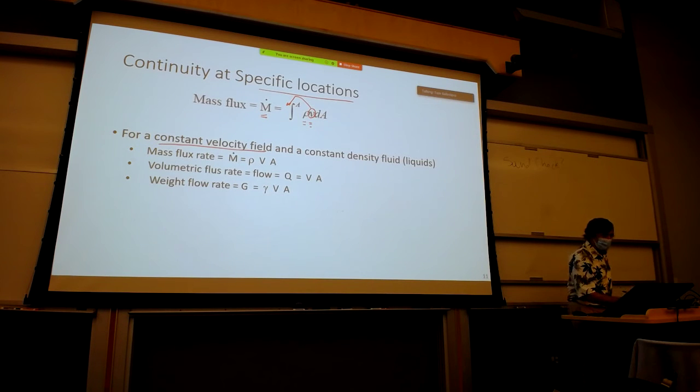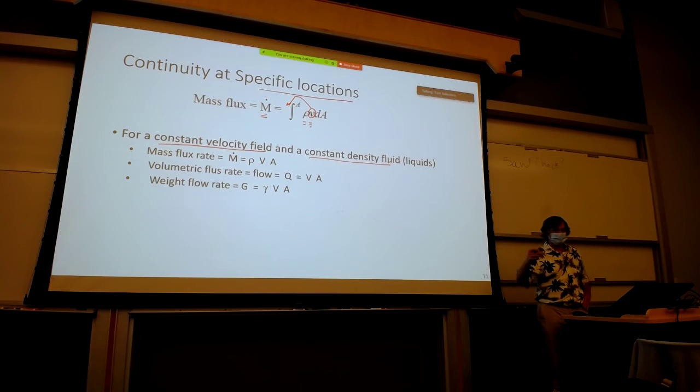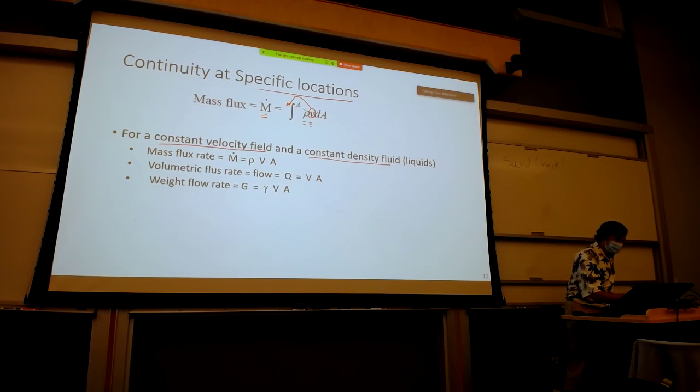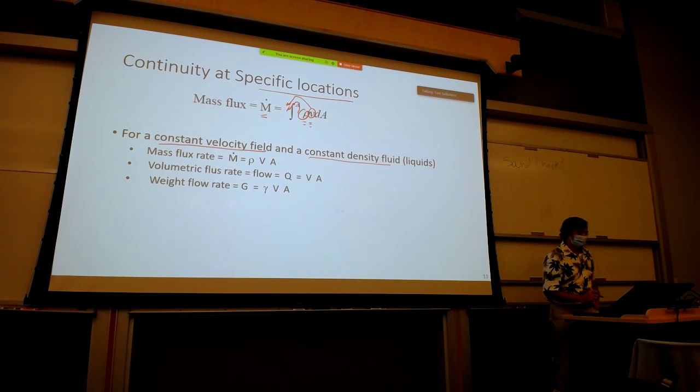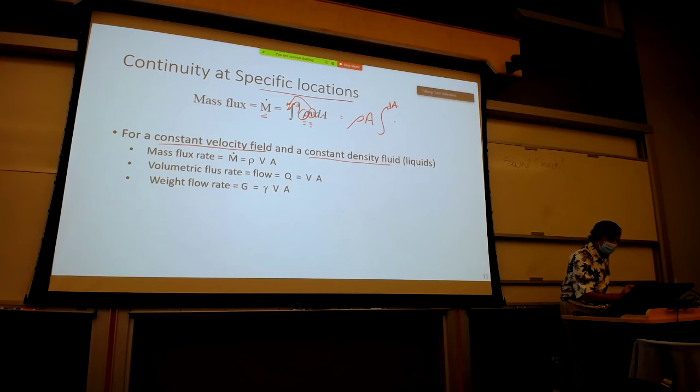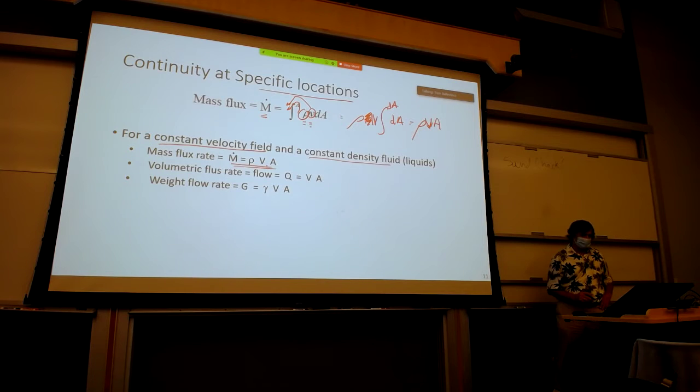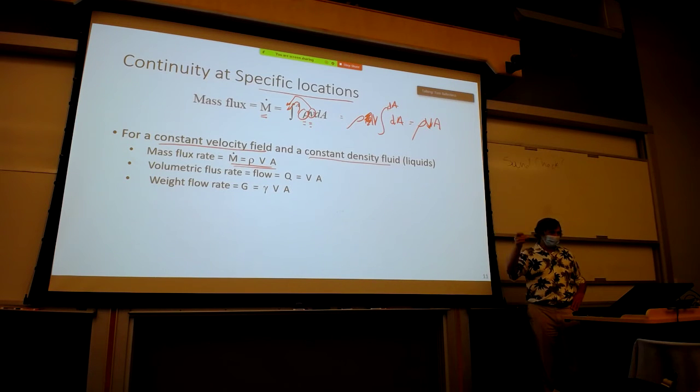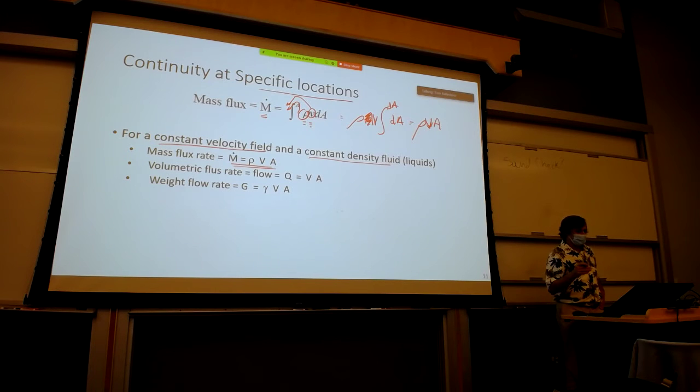If we also assume a constant density or incompressible fluid, that would be a liquid. That means the density would also come out of the integral. And so what you're left with is density times area, integral over the area of dA, which is rho, oops, I did that wrong. That should be D. Rho V A. And that's what you see as the first bullet here. The mass rate flux at a cross section is equal to the density of the fluid times the one-dimensional or constant velocity field times the cross-sectional area.